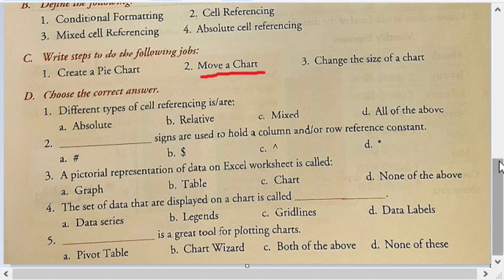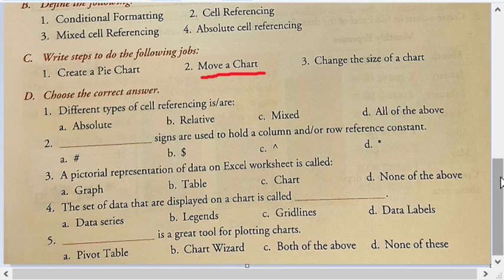Now D. Choose the correct answer. First question, different types of cell referencing are absolute, relative, mixed. So the correct answer is D, all of the above. Second question, blank space signs are used to hold a column and or row reference constant. So the answer is dollar sign, B.